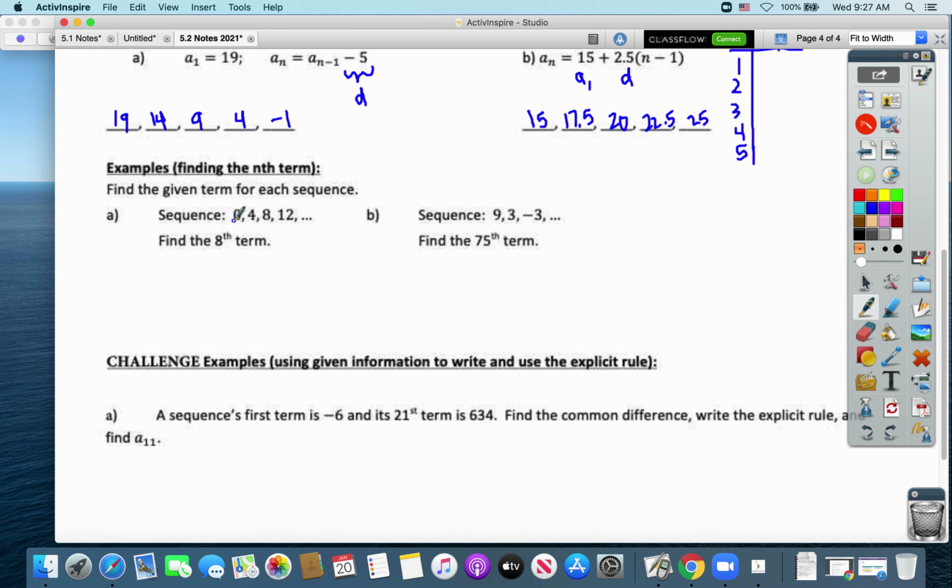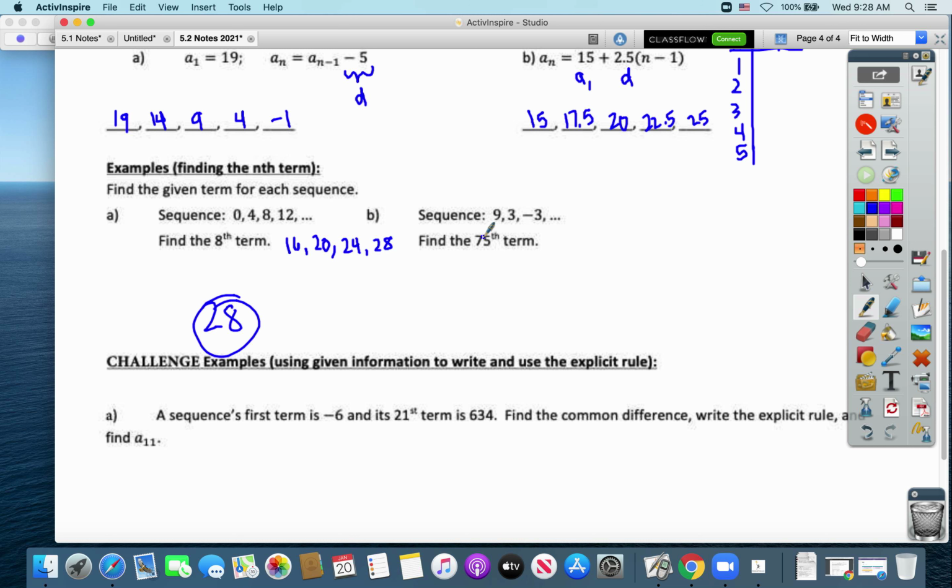This one we have the sequence 0, 4, 8, 12, and we want to find the 8th term. And we have the first 4 terms. The 8th one is not too far away, so we can just continue the pattern. We're adding 4 every time. So if we keep adding 4, we would get 16, 20, 24, and 28. And now we have 8 terms in that sequence. The 8th one is 28.